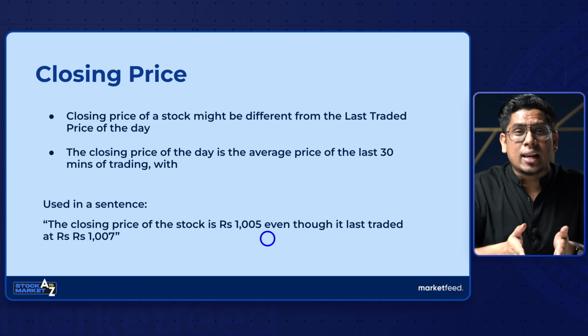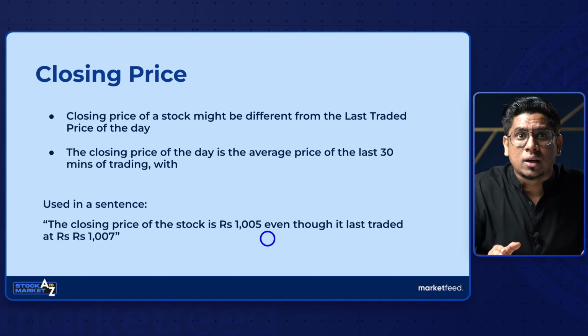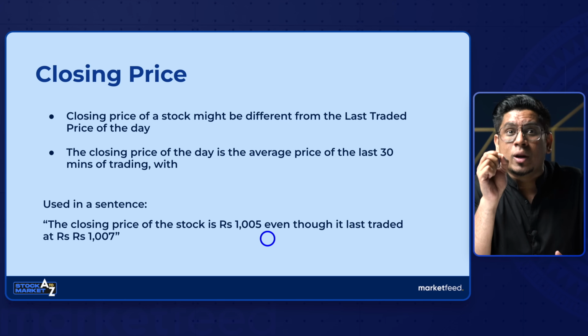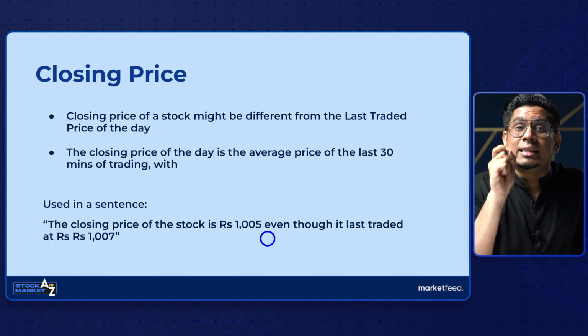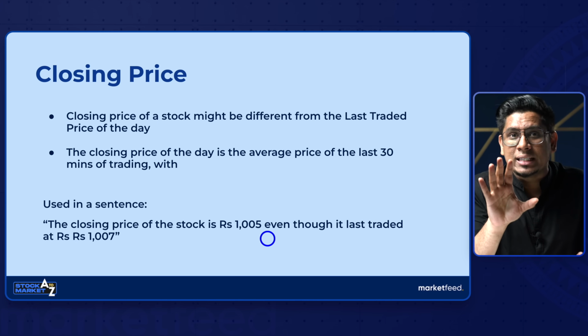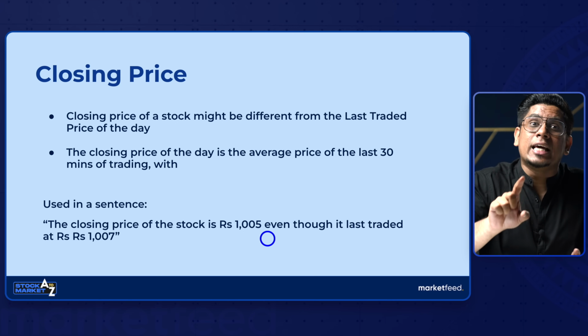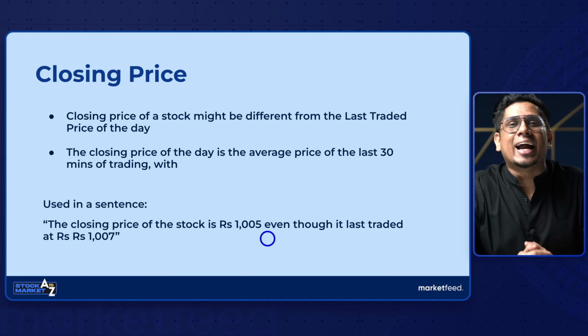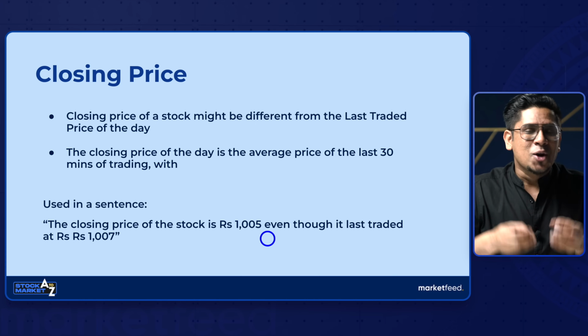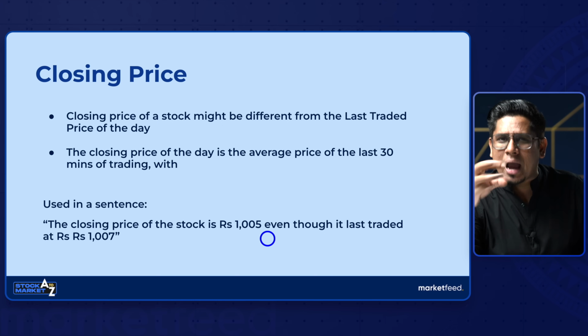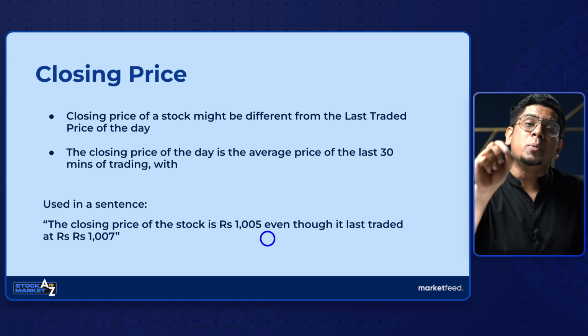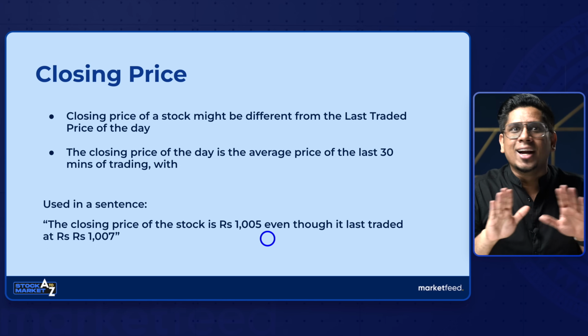Now, here again, I see a lot of beginners get confused. Because if you look at the actual LTP, the last traded price of a stock at 3:30 p.m., that wouldn't be the same as the closing price of the stock that day. Very interesting, right? Normally people think that whatever is the price of a stock, or even Nifty or Bank Nifty, at 3:30 p.m. would be the closing price of that stock on that day. It is not the case.